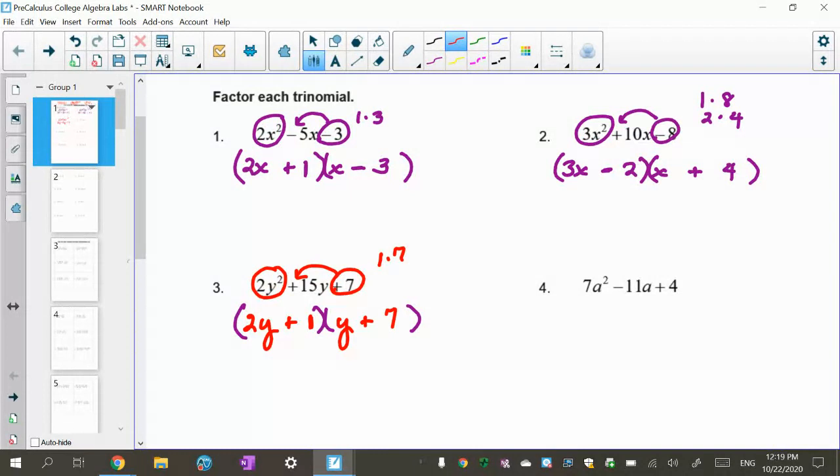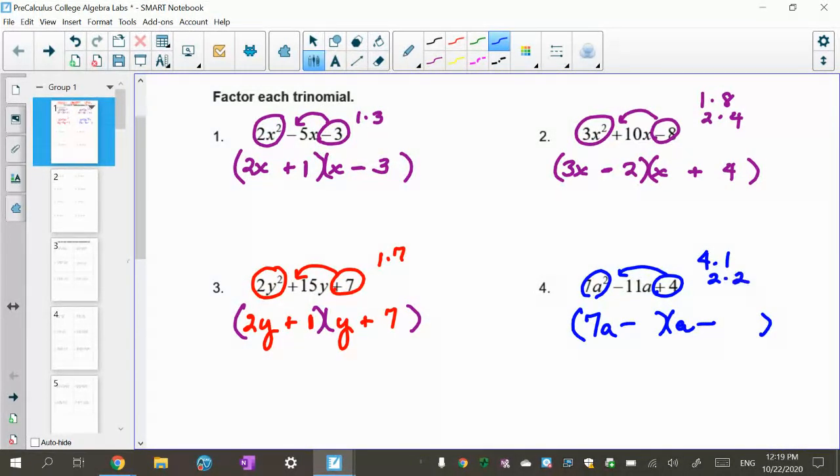All right, let's try another one. Okay, 7a squared minus 11a plus 4. I say to myself, there's nothing I can pull out. I'm going to see if I can factor this. Circle, circle. All right, 7a squared, how'd I get it? 7a times a. Then I have a positive 4, so I know my signs are plus plus or minus minus. I look in the middle, oh, they better both be negative. Now my factors of 4 are 4 times 1 or 2 times 2.